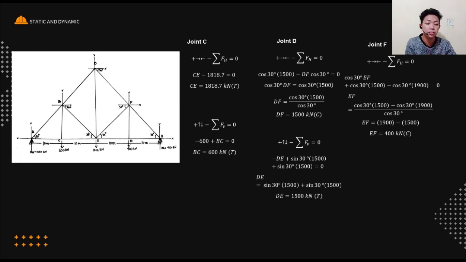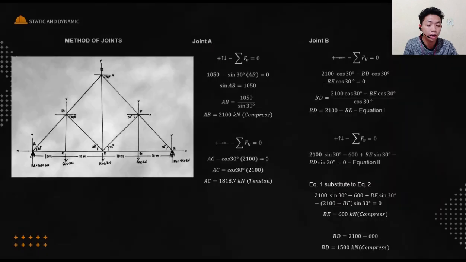Next is magsa-summation forces vertical naman tayo, which is pataas is positive and negative naman pag pababa. So, yung C na 600 is pababa siya, so negative. Tapos yung BC na pataas, inassume natin na tension, so positive siya. So, BC is equals to 600 kN, so tama din yung assumption natin na tension. So, pwede na tayong dumiretso sa joint B.